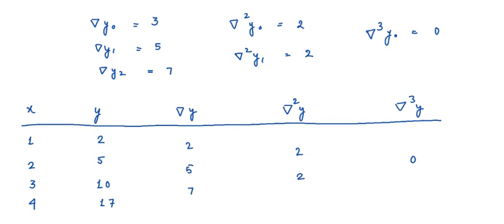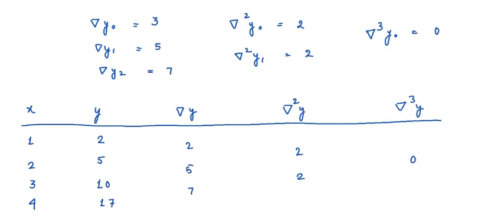Now notice where the important values are located. For Newton backward, we use the last row, that is yn, nabla square yn, and nabla cube yn, and so on. This is analogous to Newton forward, where we use the first row.